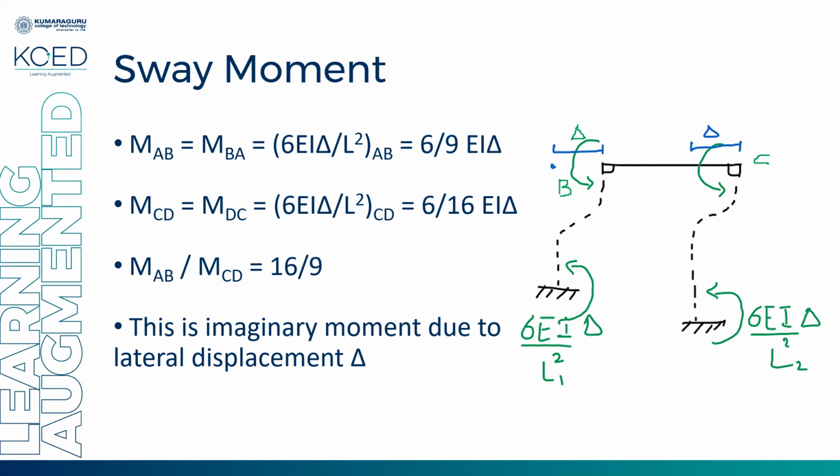From B, when I look at A, the end A is fixed, so the induced moment because of this lateral displacement will be 6 EI delta by L square. If my far end is hinged, then the induced moment will be 3 EI delta by L square. In both the cases, I have different lengths. For AB, it is 3 meters, whereas for span CD, it is 4 meters. I don't know the value of delta, so I will take the ratio of these two moments. So MAB by MCD will be 16 by 9.